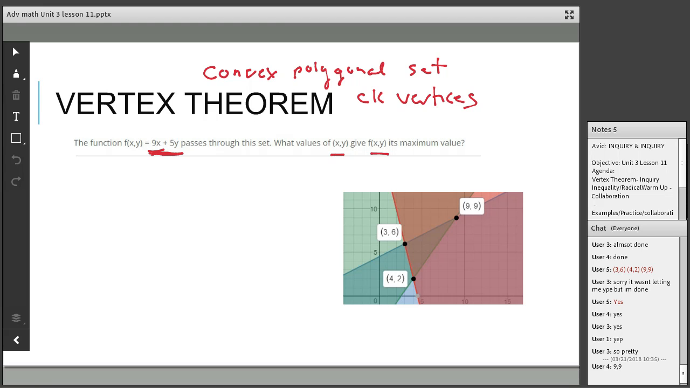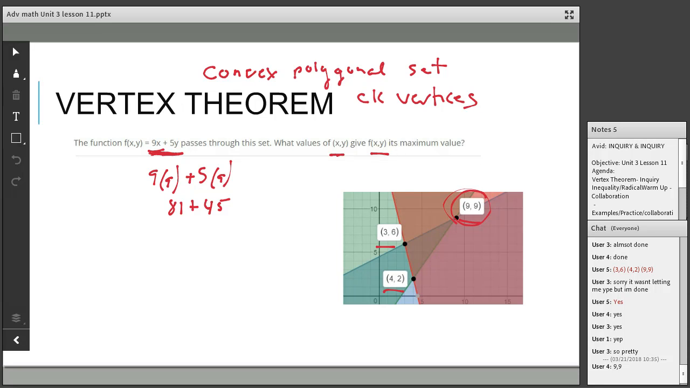9, 9, right? What values give this its maximum value? You check the value of this, this and this, by dropping it into the equation. So 9 times 9 plus 5 times 9, what's that, 81 plus 45 is the maximum value. Okay, but it's asking you what values of x, y. So Shannon correctly said 9, 9. The vertex that gives that function the greatest value. So that's what you would mark on that one.